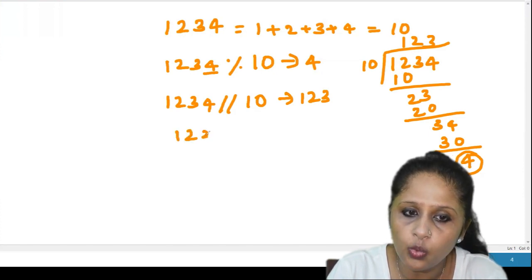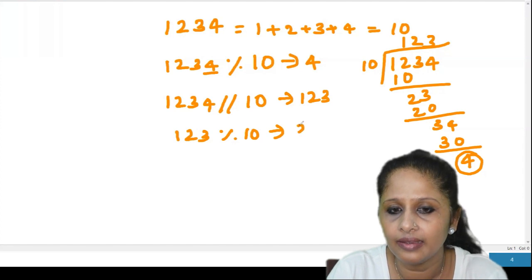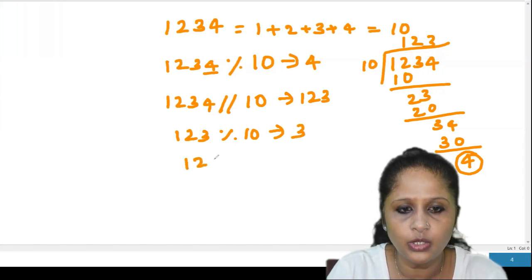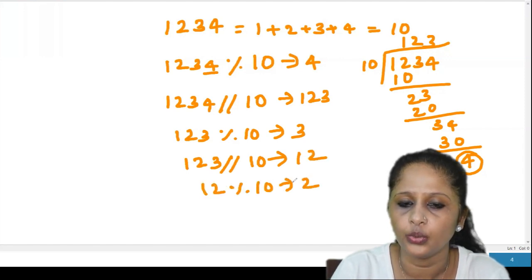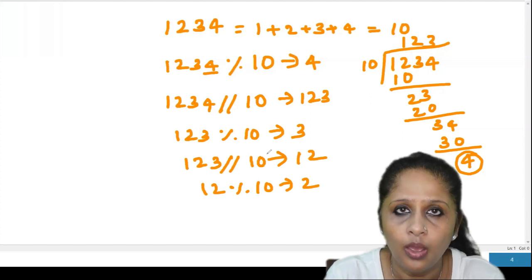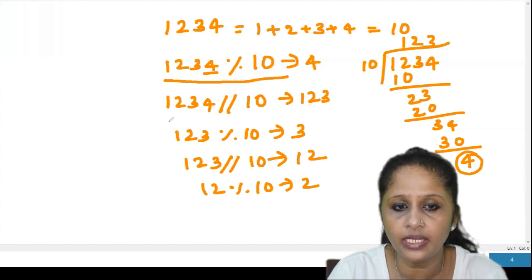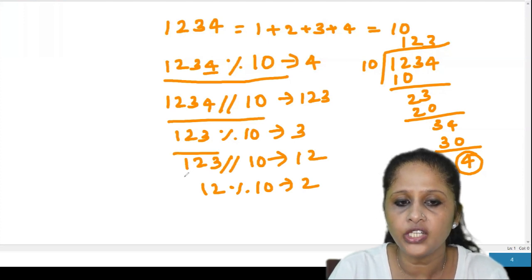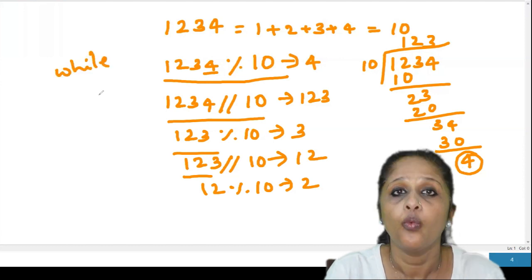Then again 123 modulo 10, you will get the answer as 3. Then again 123 floor division 10, you will get 12. Then 12 modulo 10 is 2. So like this we can do the operation. Here it is repeating: modulo operation, then floor division; modulo operation, floor division. So in this case we can use a while loop.